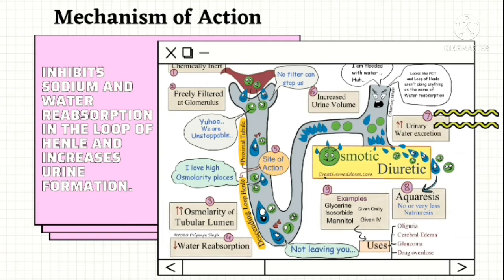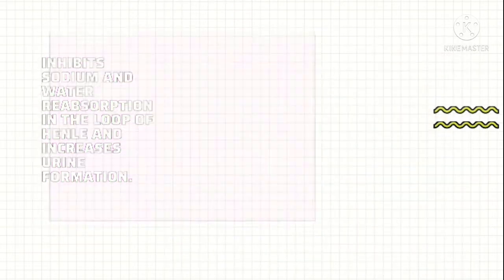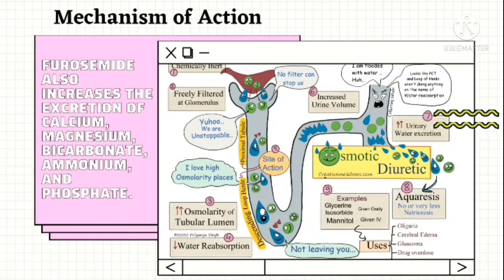Let us now proceed with the mechanism of action. Furosemide inhibits sodium and water reabsorption in the loop of Henle and increases urine formation. As the body's plasma volume decreases, aldosterone production increases, which promotes sodium reabsorption and the loss of potassium and hydrogen ions. Furosemide also increases the excretion of calcium, magnesium, bicarbonate, ammonium, and phosphate.